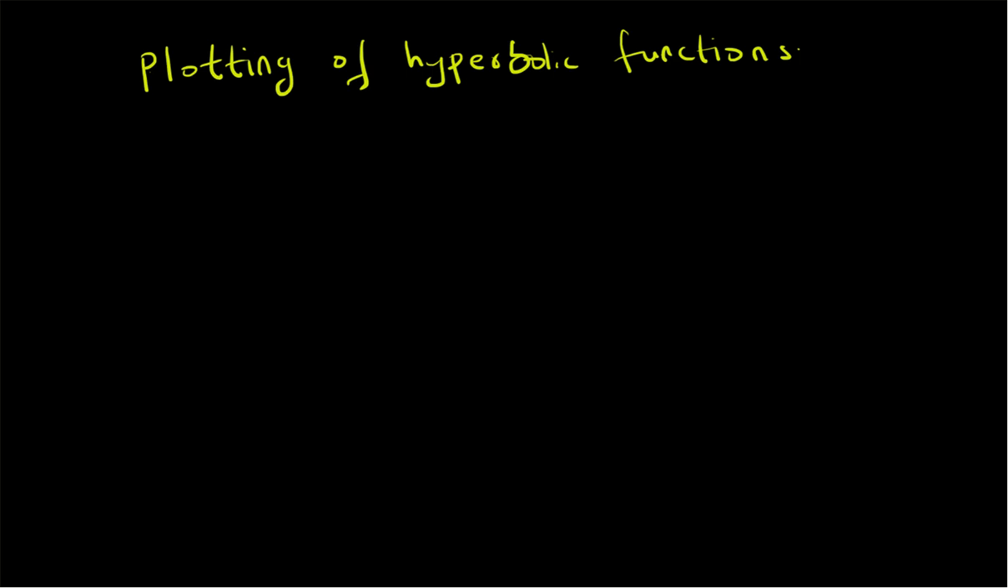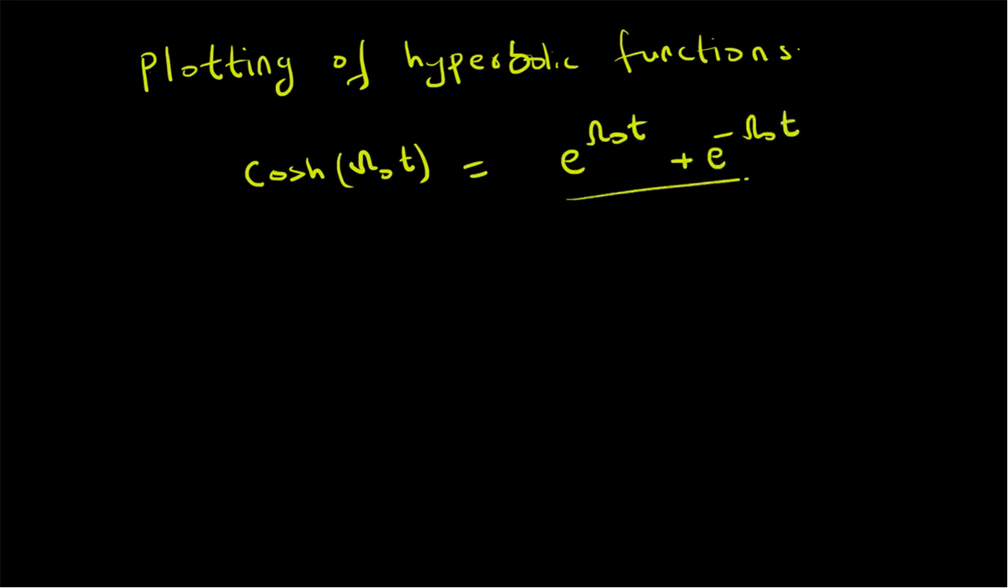So, for example, we want to plot cos h of omega naught t, which is defined as e power omega naught t plus e power minus omega naught t divided by 2. So we can observe that the cos h function is basically an average of the real exponentials, that is e power omega naught t plus e power minus omega naught t.